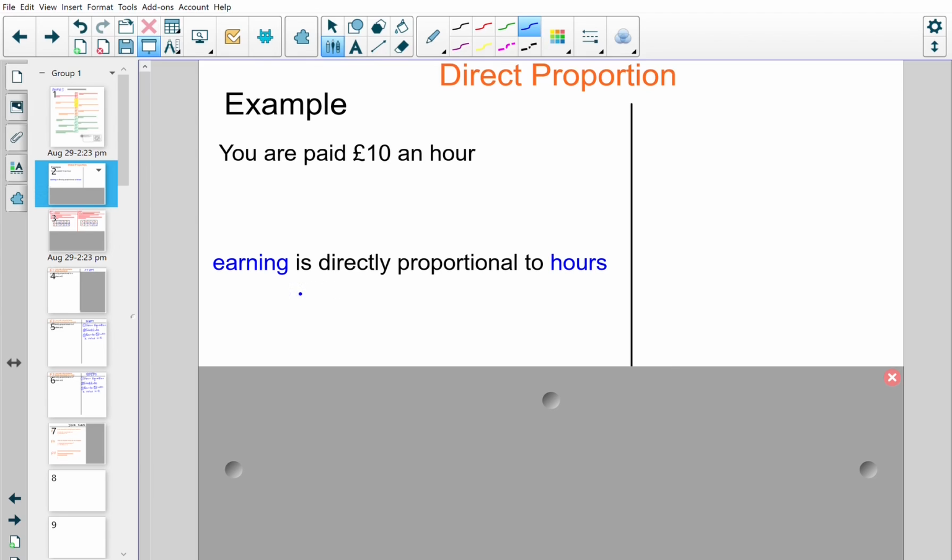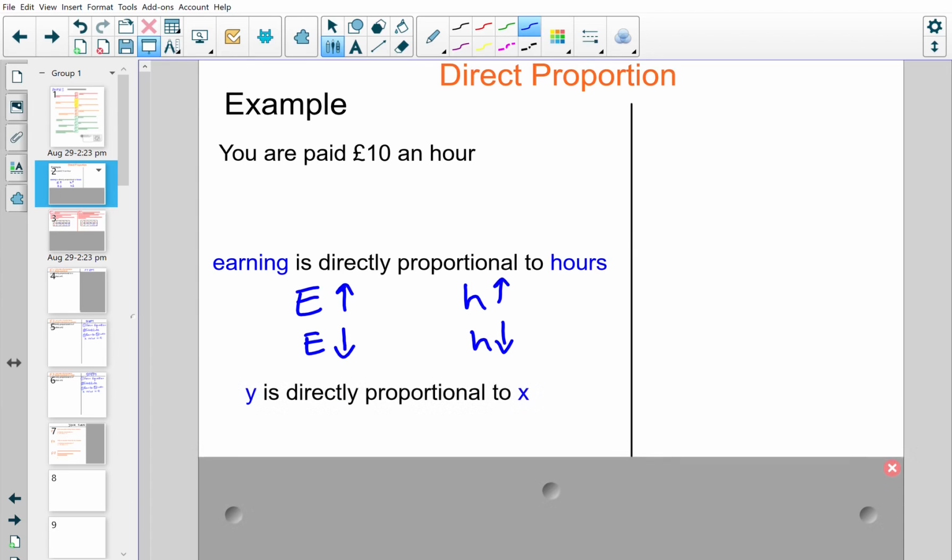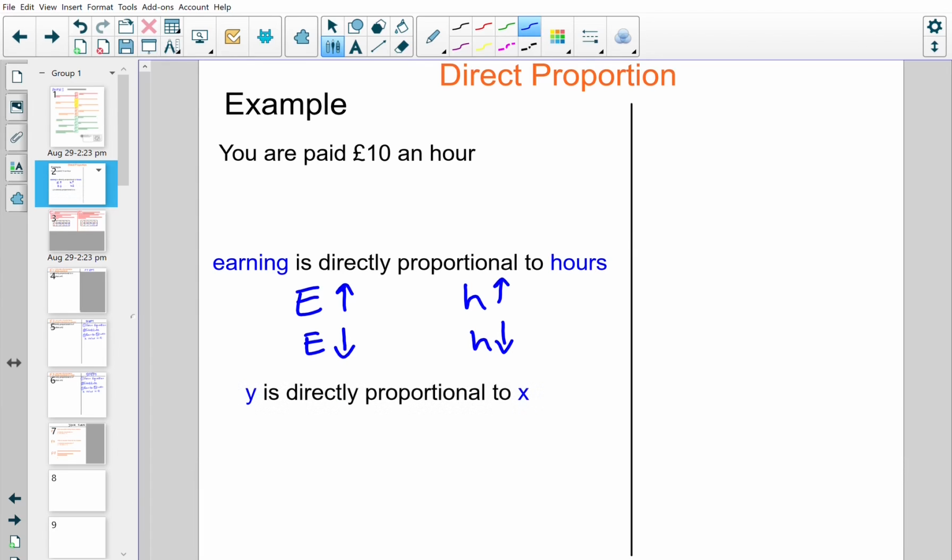Again, your earning goes up the more hours you work. Of course, it means that your earning would go down the less hours that you work. The reason why is because there is a direct relationship between the hours and the total earning that you obtain.